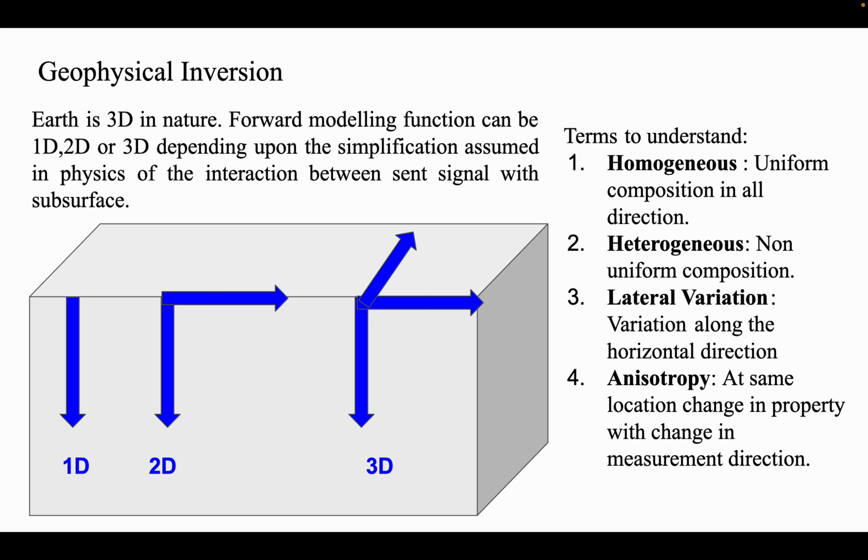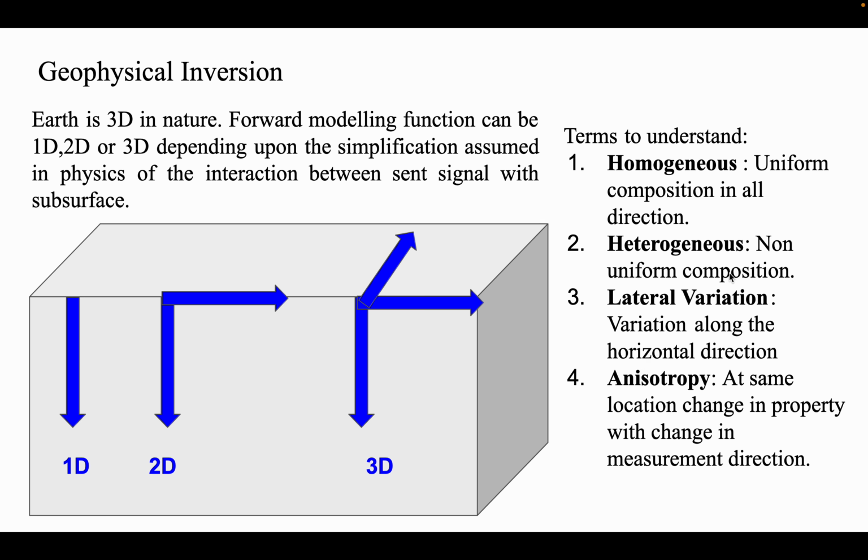Okay, before that let's understand a few terms. One is homogeneous. When we say the subsurface is homogeneous in nature, that means it's uniform in composition in all the directions. Okay, and that is not a reality, but when we start the planning activity or when we are doing some synthetic studies, then we always start from the homogeneous case.